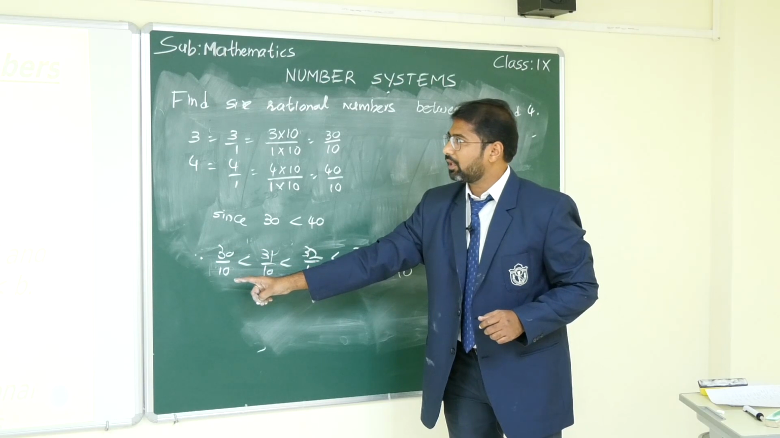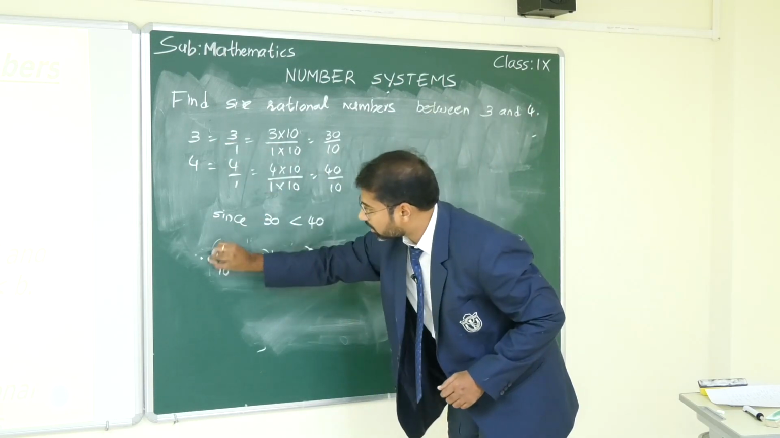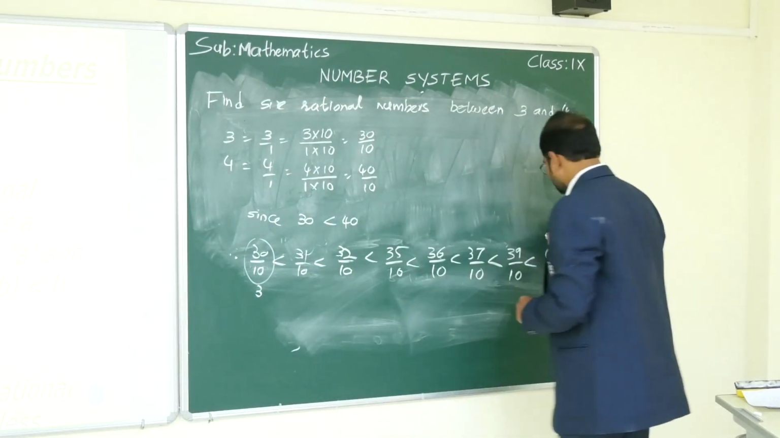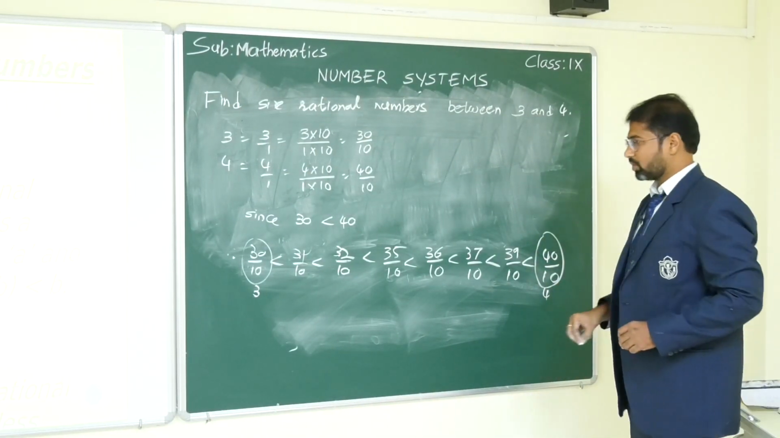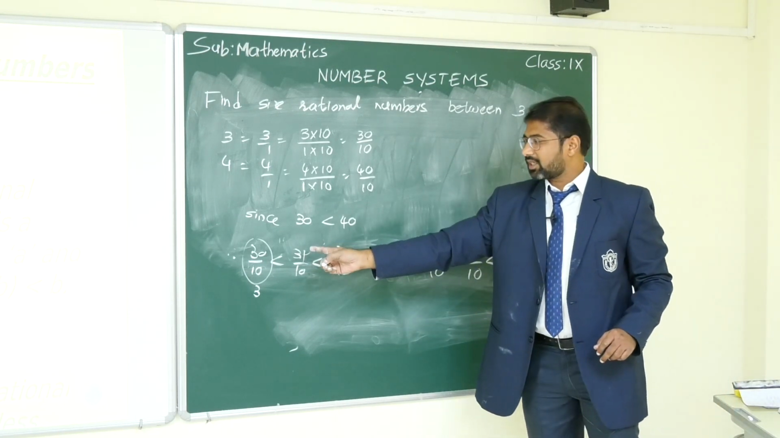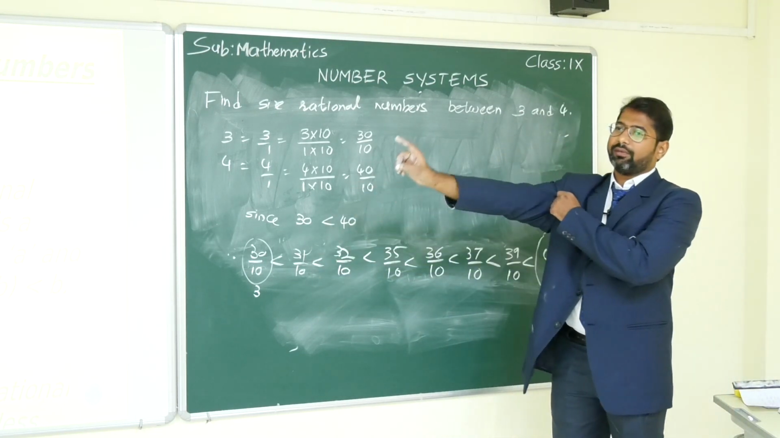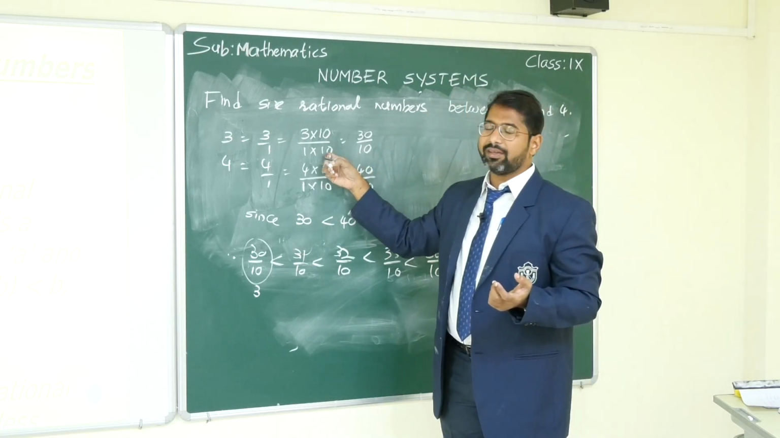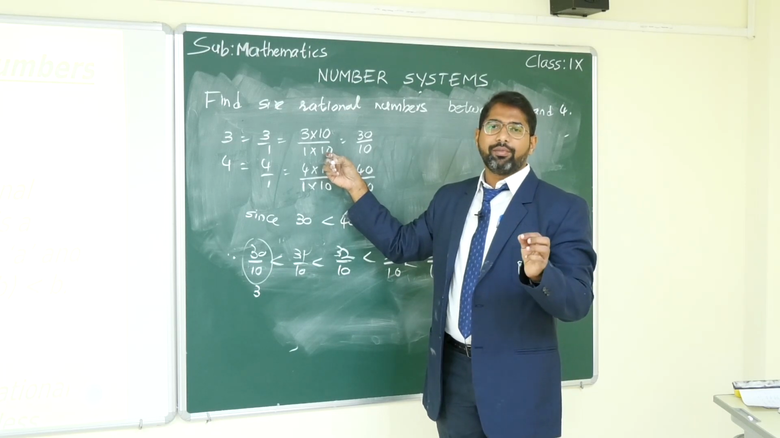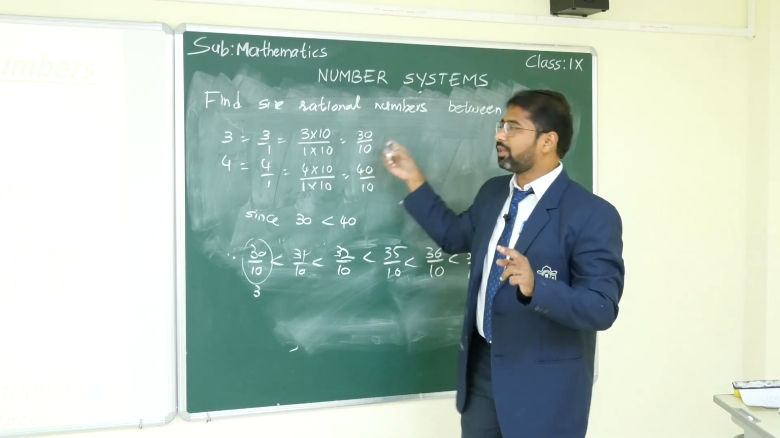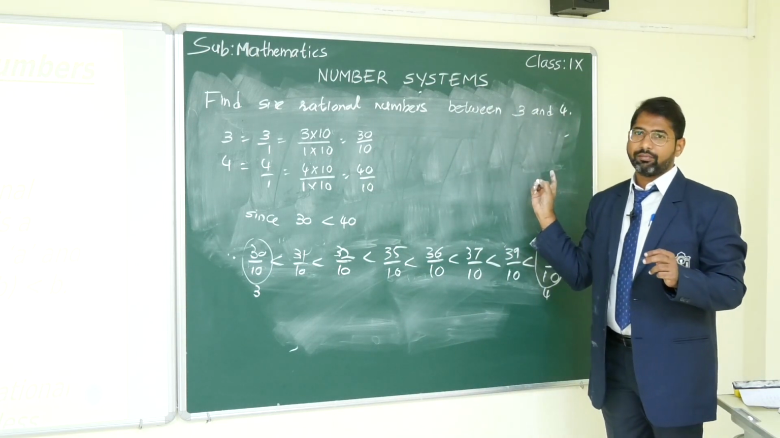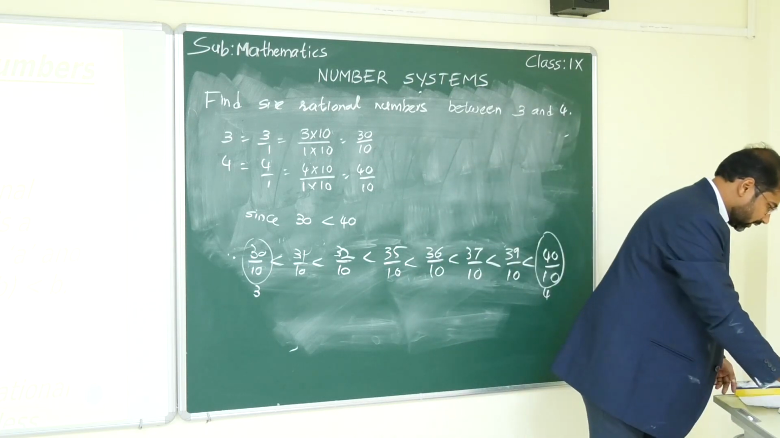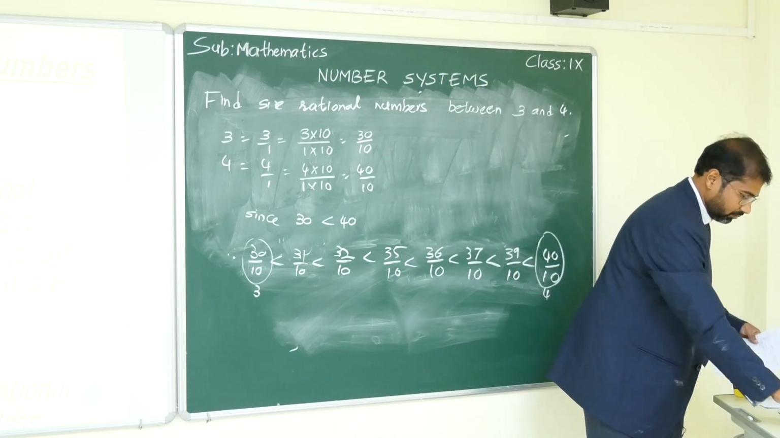Clear? Now 30 by 10 is nothing but 3, and 40 by 10 which is nothing but 4. So I have inserted 6 rational numbers. This is one way. I have used method 3. There is no rule that you have to make denominator as 10. You can make it as any denominator, but the denominator of both the rational numbers should be same. Got it? This is one example. Now let's see one more example.